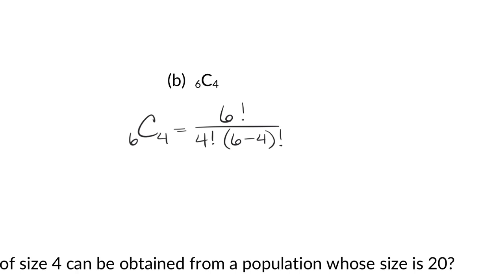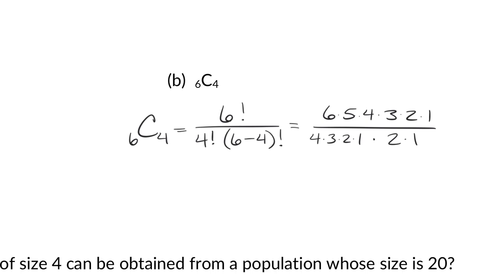Let's just see mathematically what's happening. This numerator is 6 times 5 times 4 times 3 times 2 times 1. The first part of the denominator would be 4 times 3 times 2 times 1. 6 minus 4 is 2. So 2 factorial is 2 times 1.